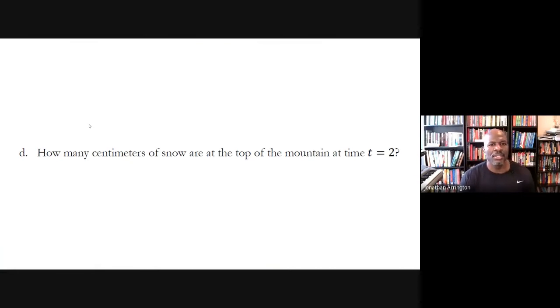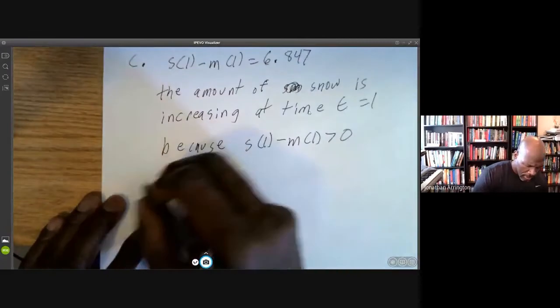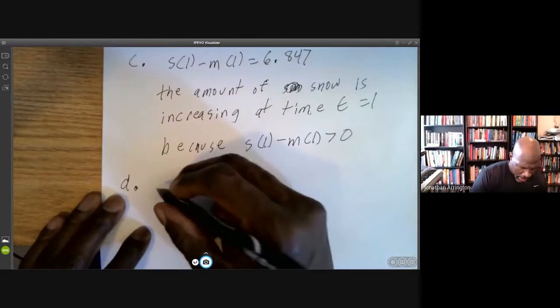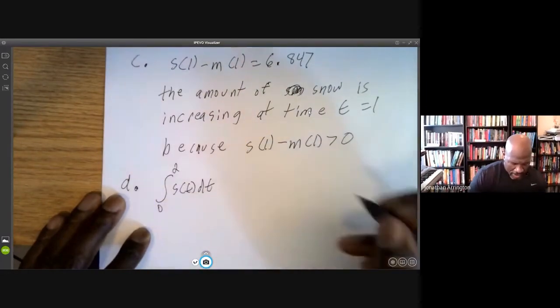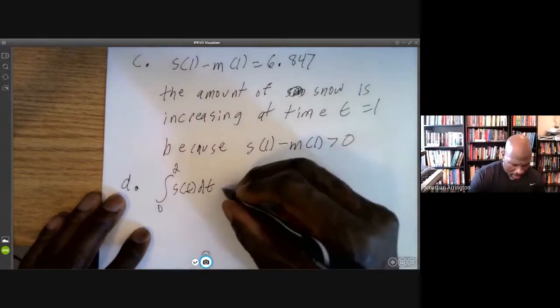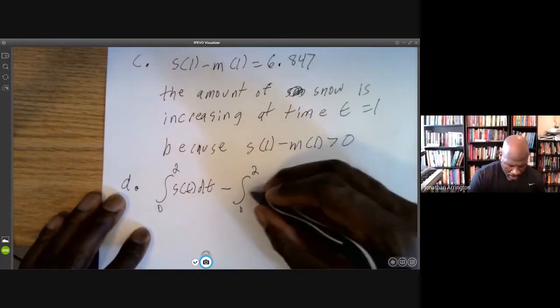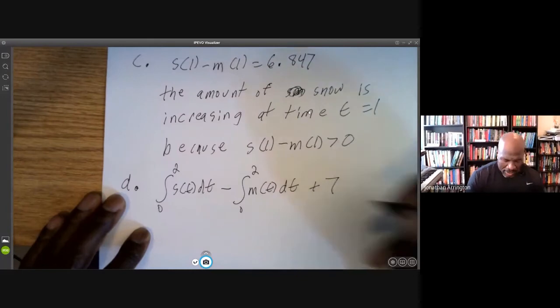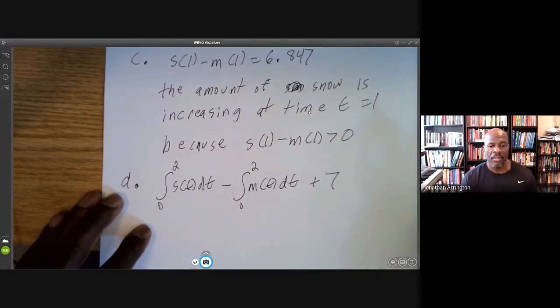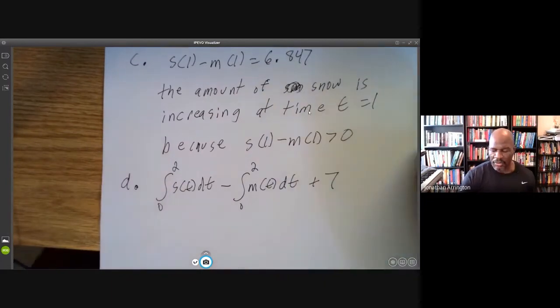But also we have to take into consideration the amount of snow that was already there at time t equals 0, which was 7 centimeters. So we're going to have to add the 7 centimeters to the mix. So the setup is going to look something like this. So this is letter D. We're going to have the integral from 0 to 2 of s of t, and that's going to tell us the amount of snow that accumulated, minus the integral from 0 to 2 of m of t. So that's going to subtract the amount of snow that melted, plus 7, the amount of snow that was there from the very beginning. So go ahead and find this number.